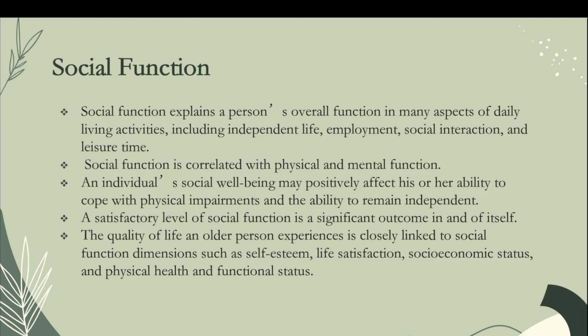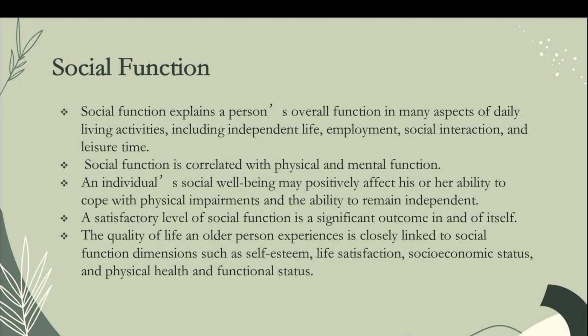In addition, mental function works on cognitive processes or activities such as thinking or reasoning, while the physical function works for range of motion, muscle strength, reaction time, mobility, transferability, and sensation, and also the visual skills. So if our physical and mental function works, it will satisfy our social function. And next, an individual's social well-being may positively affect his or her ability to cope with physical impairment and ability to remain independent. And that's the reality.